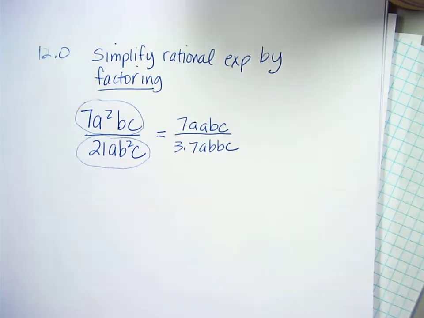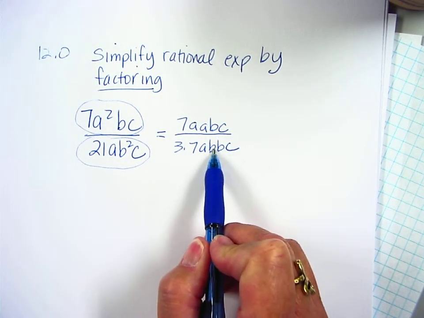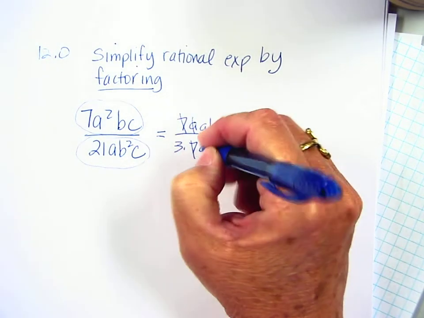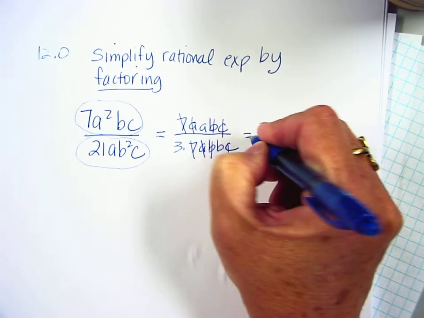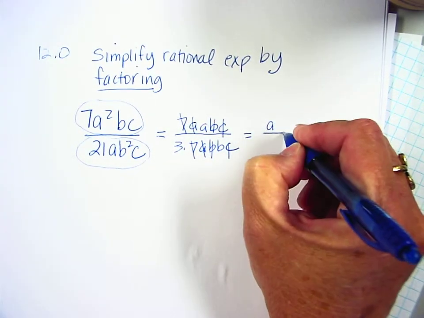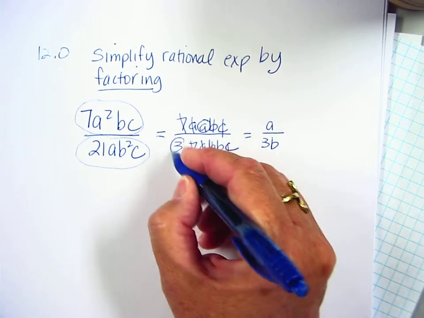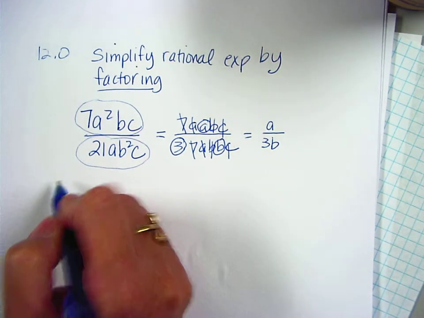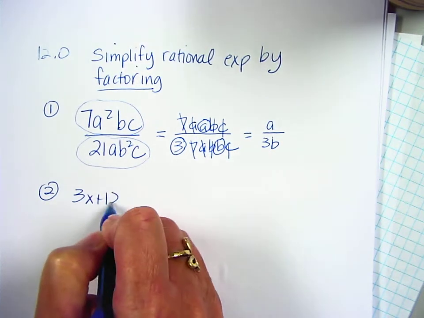So I just factored both of those monomials, and every single one of these is a factor because these are all being multiplied, no addition or subtraction. So I can just cancel out common factors, and I'm left with an a in the numerator and 3b in the denominator. I have one a left over, a 3, and a b left over, and that's as simple as it is. Number 2. 3x plus 12 over 6x.